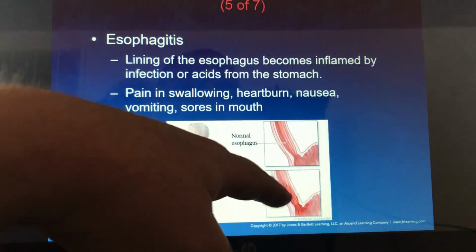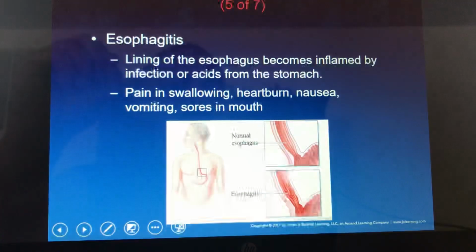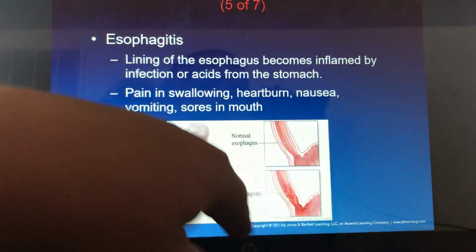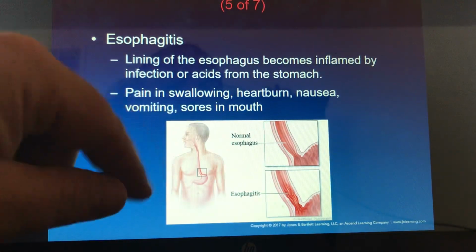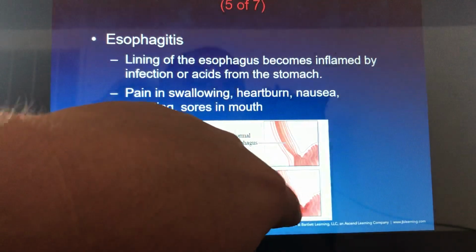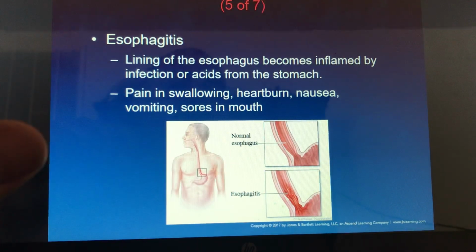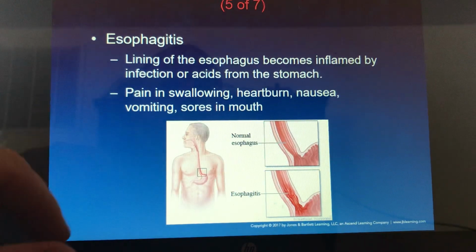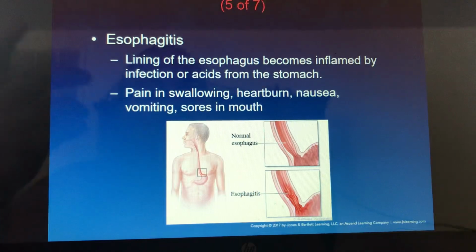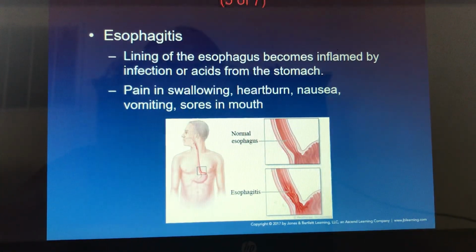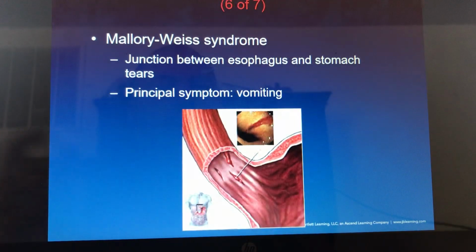What happens is it actually will burn the lining of the esophagus. When it burns the lining, it starts marring it and causing disruption, or it could actually cause breaks inside of the actual lining or the mucosa. So it causes irritation. You can have pain on swallowing, vomiting, and you can have sores in the mouth depending on how far this goes up. So that's esophagitis.